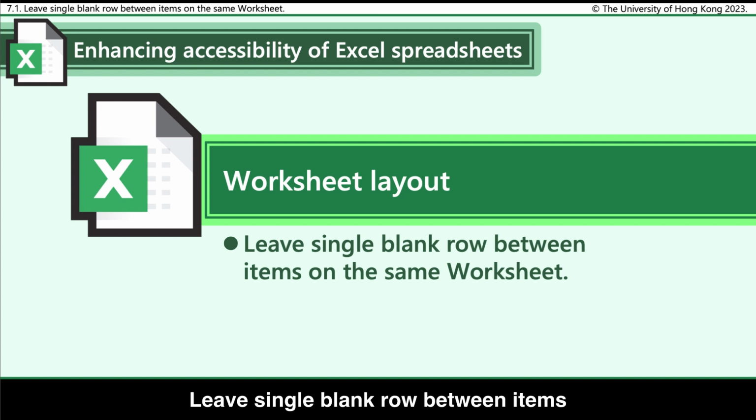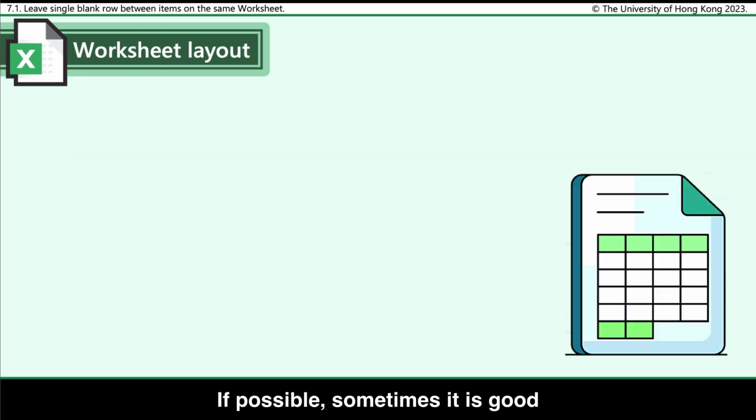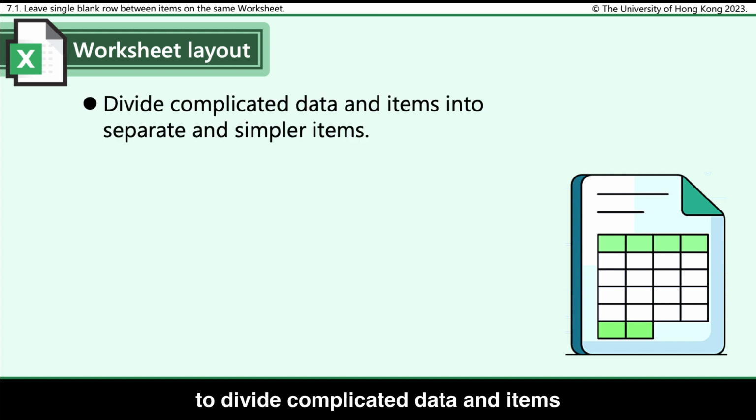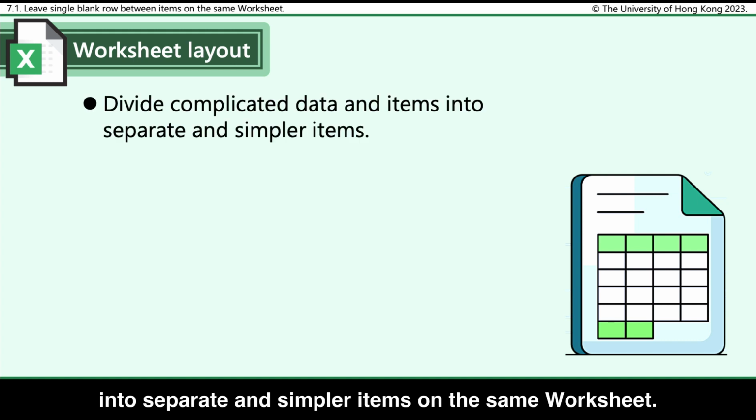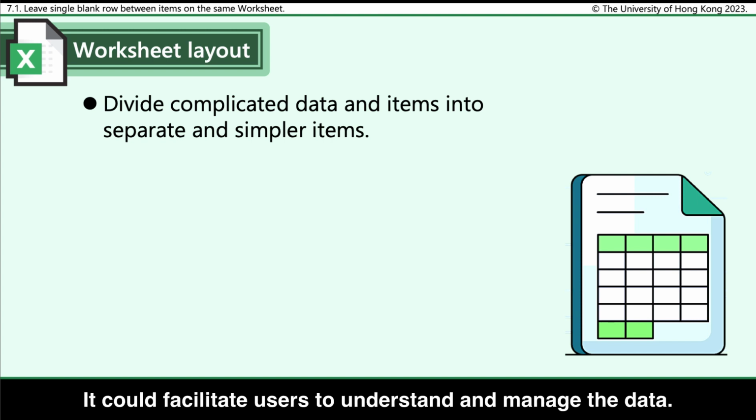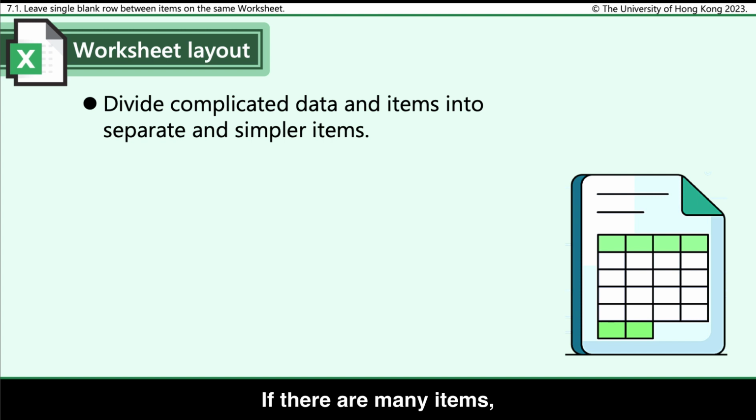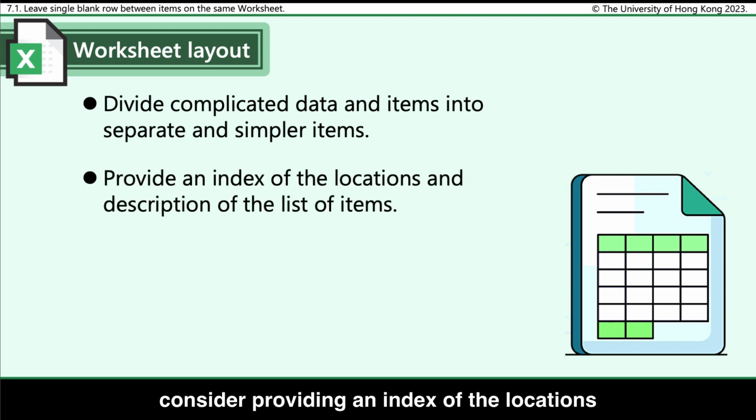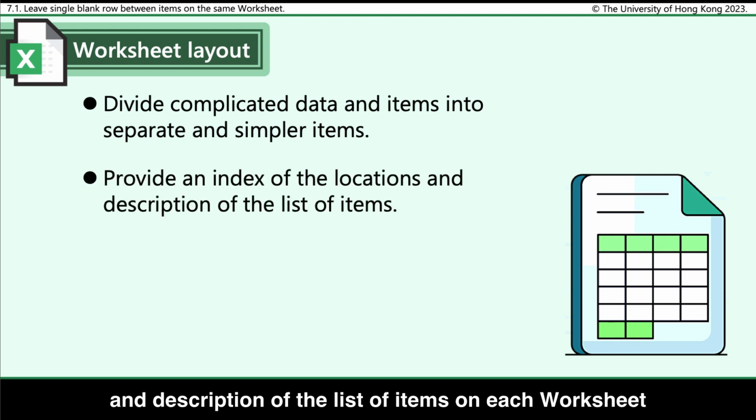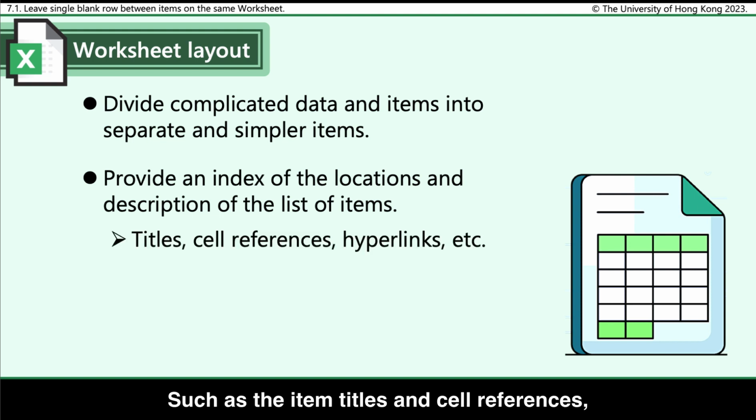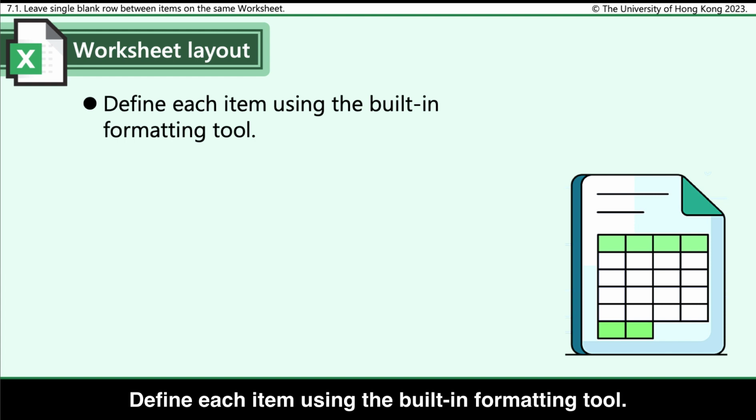Leave single blank row between items on the same worksheet. If possible, sometimes it is good to divide complicated data and items into separate and simpler items on the same worksheet. It could facilitate users to understand and manage the data. If there are many items, consider providing an index of the locations and description of the list of items on each worksheet for users' reference, such as the item titles and cell references, and use hyperlinks to let users jump between items. Define each item using the built-in formatting tool.